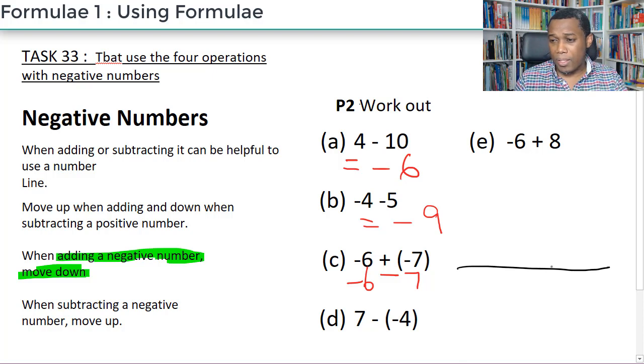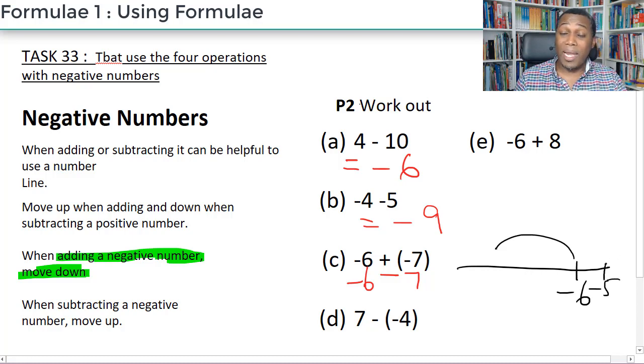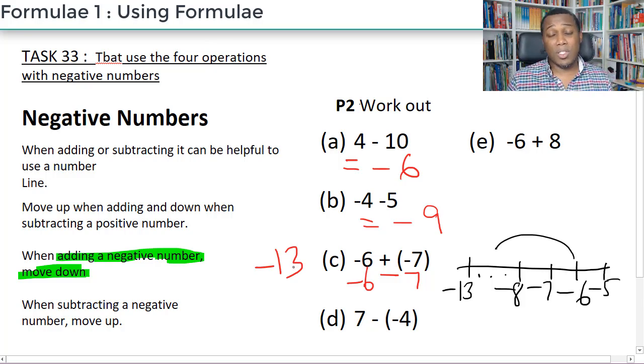So in this case, I have -6, I'm taking away, so I know I'm going down. If I was going up, I'll get to -5 and bigger. Going down, it's going to be -7, -8. And you realize, well, 6, I'm going 7 further away from it. 6 and 7 is 13. What you will get to is -13. So the answer for C, I'll put it in red, is -13. The answer for C is -13.